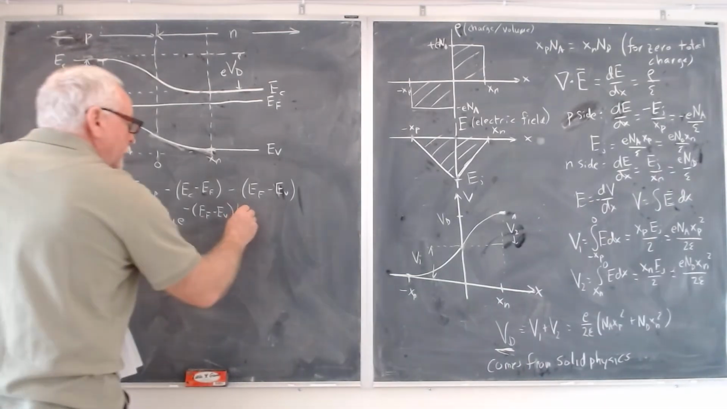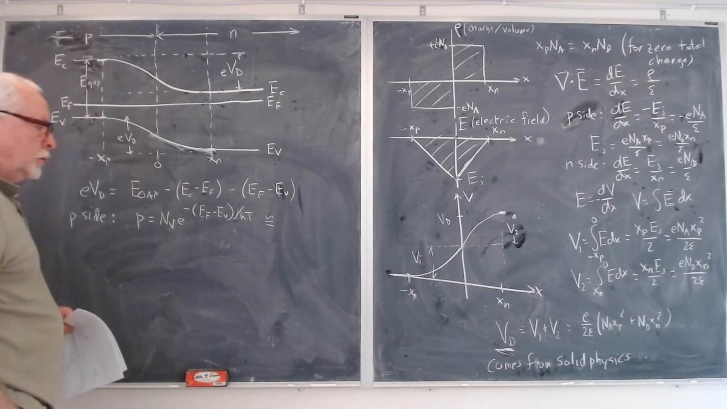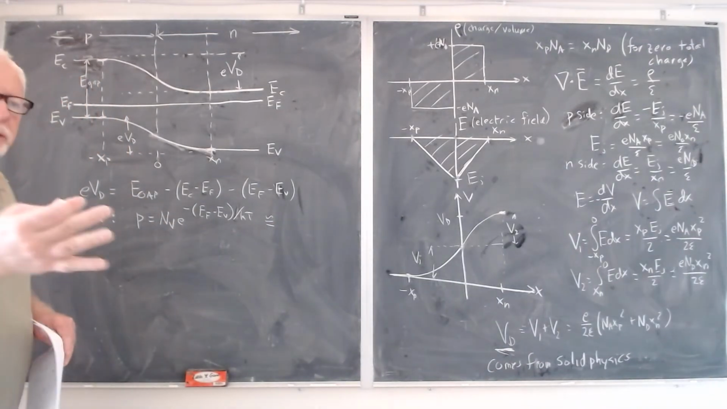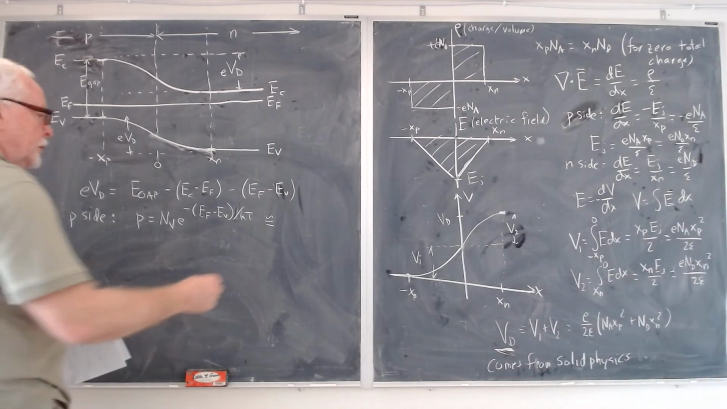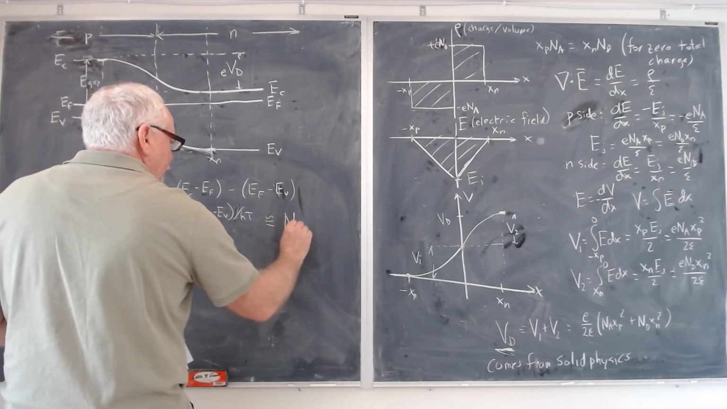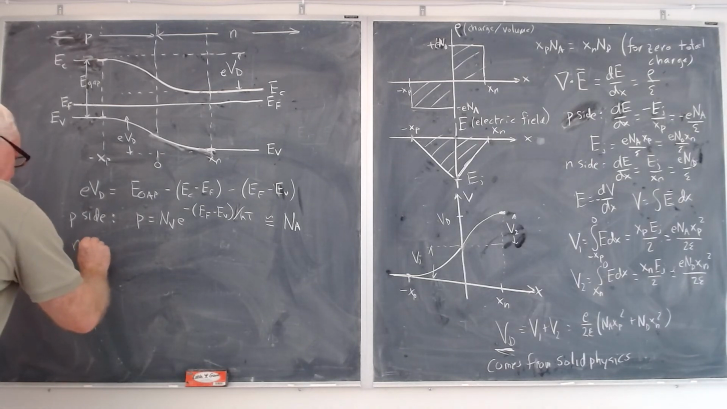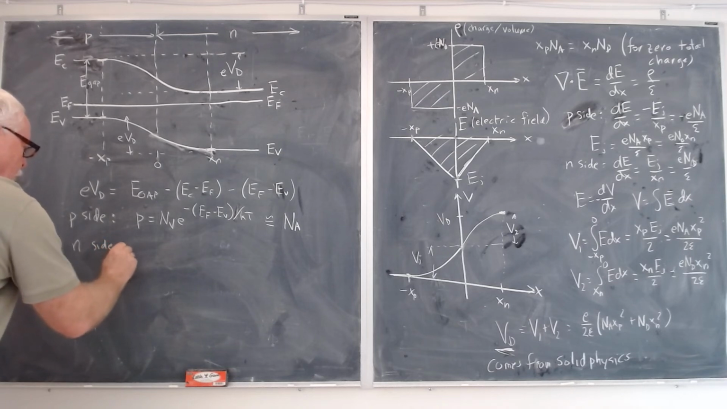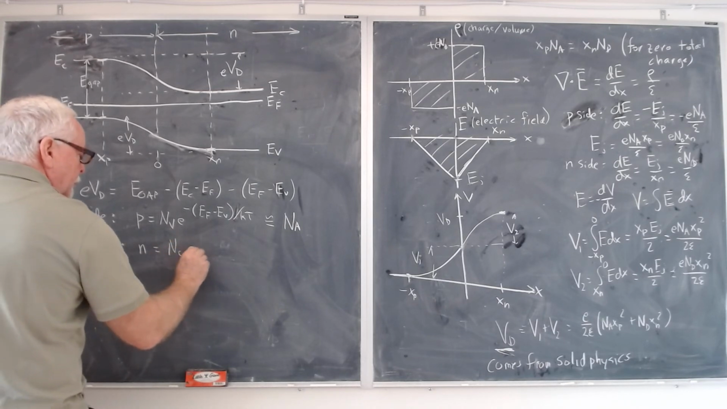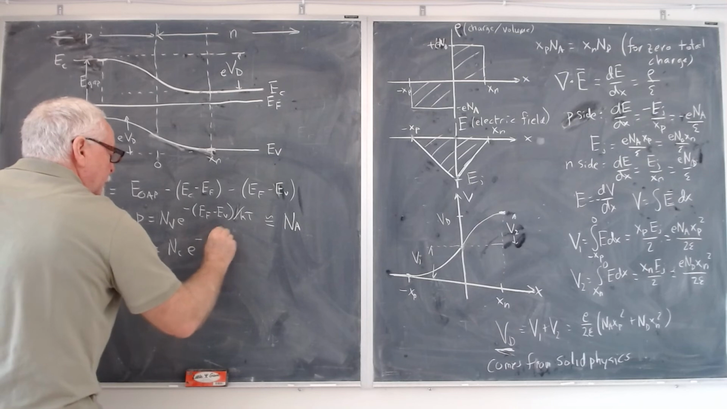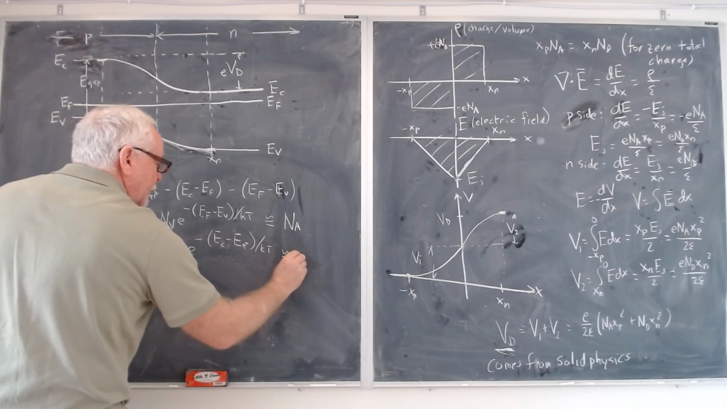And we're going to go further and try to make that better. We're going to assume that both our doped sides are pretty well doped, much higher than the intrinsic level. And so P is approximately equal to N sub A. And the same thing on the N side, N is equal to N sub C times e to the negative E C minus E F over kT, and that's approximately equal to N sub D.